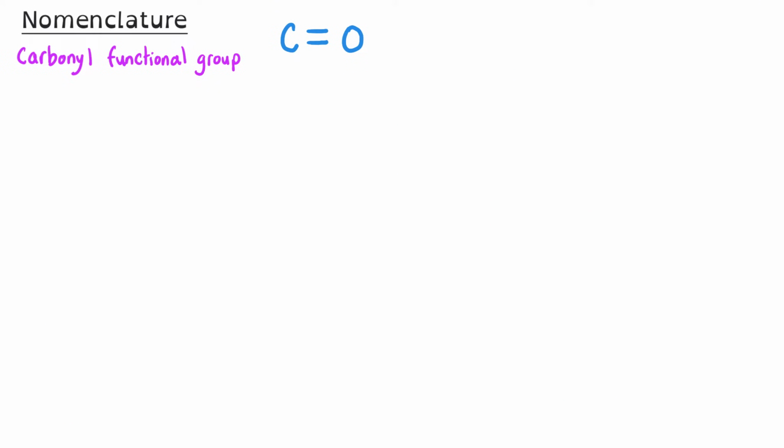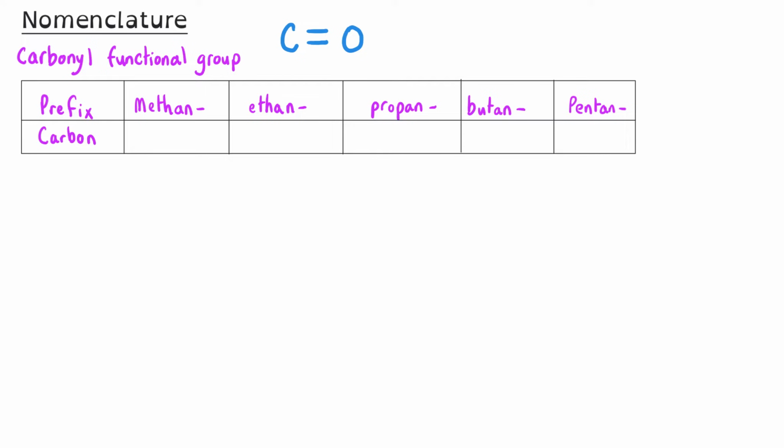Aldehydes and ketones both contain the carbonyl functional group, but since the group is in a different position for both of them, there are different naming conventions. The core rules for naming the length of the carbon chain are the same for all types of organic compounds. So for instance, you have a prefix, which will be methan, ethan, propan, butan, pentan, etc. And this indicates the number of carbon atoms in the main carbon chain. For instance, 1, 2, 3, 4, 5, for those examples that I've given.